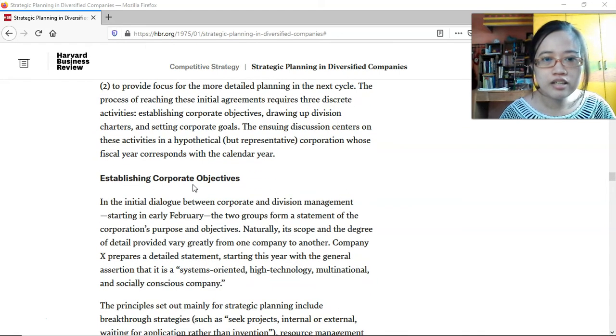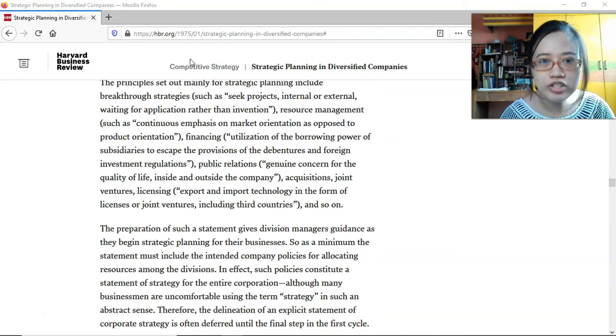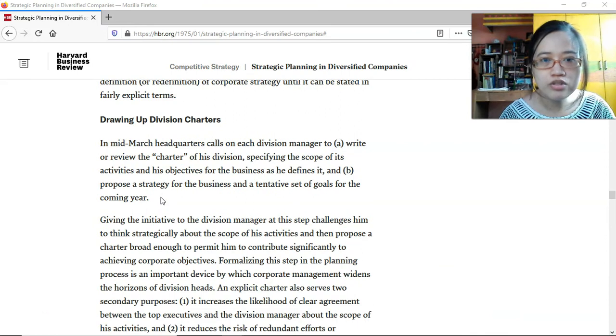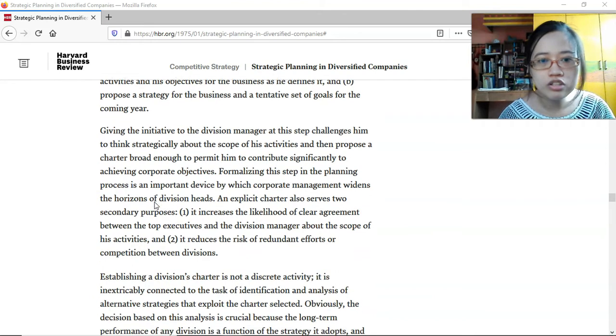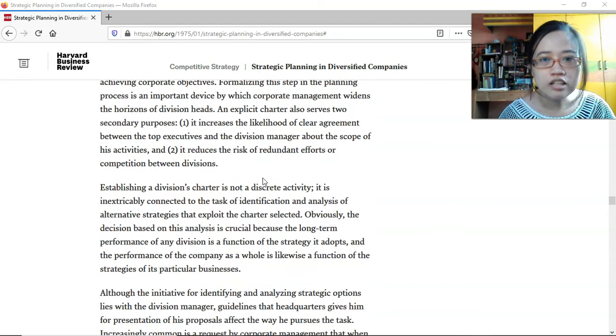So, yan. And then, for establishing corporate objectives muna, na reminder, meron siyang mga pinoprovide na specifics for the corporate objectives. Tapos, again, yun nga, from the top, then you go to the division. Tapos, ito ng division naman, ayan.